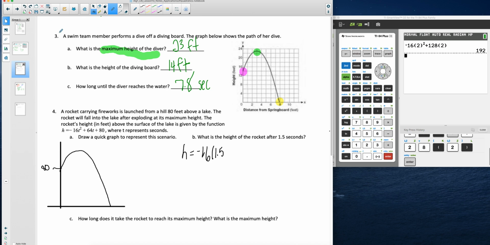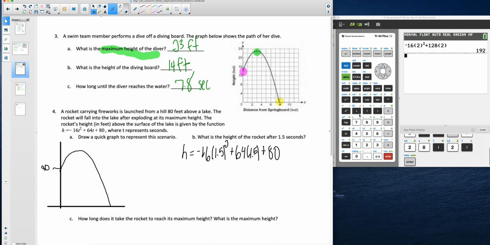I'm not sure why it went back and did all of that. So 1.5 squared plus 64, and then times 1.5. You can see it kind of freezing up there on me. And then plus 80.